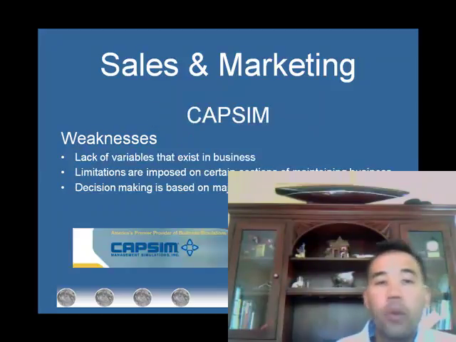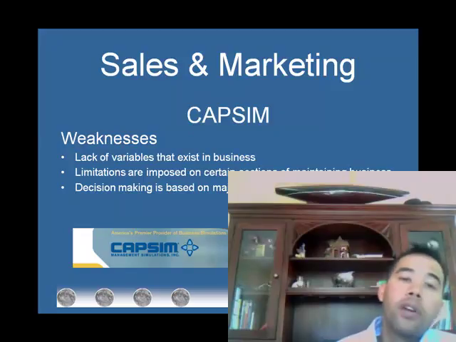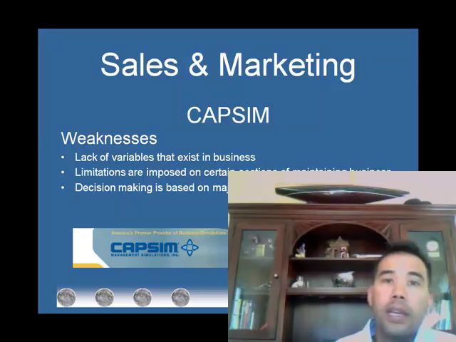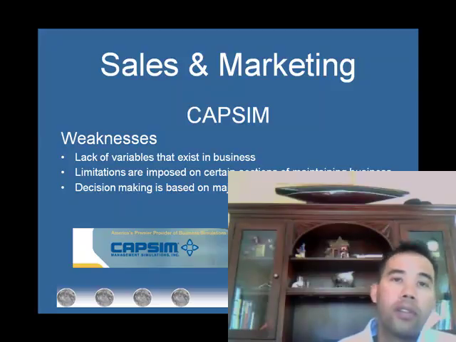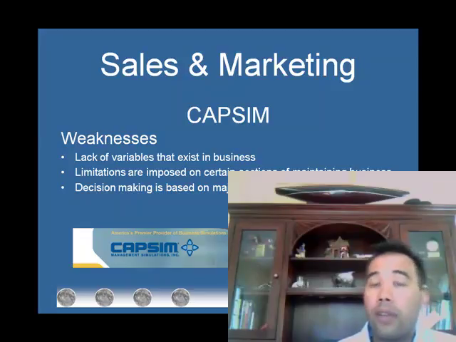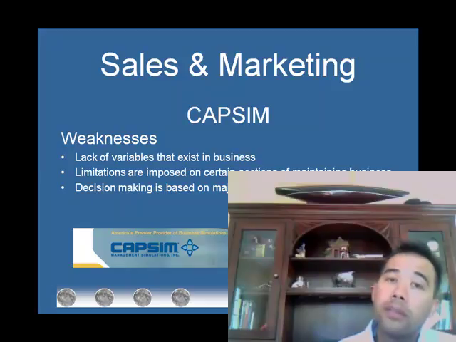Weaknesses of CAPSIM are that it lacks variables that exist in real world business. An example of that is there are very few inputs that we can use to increase our awareness and accessibility, just two, and that's not the case in the real world. Also, limitations are imposed on certain sections of maintaining business. An example is labor negotiations. Again, we have very few inputs, and when you're dealing with labor unions, that can be a very, very tricky and complicated process.